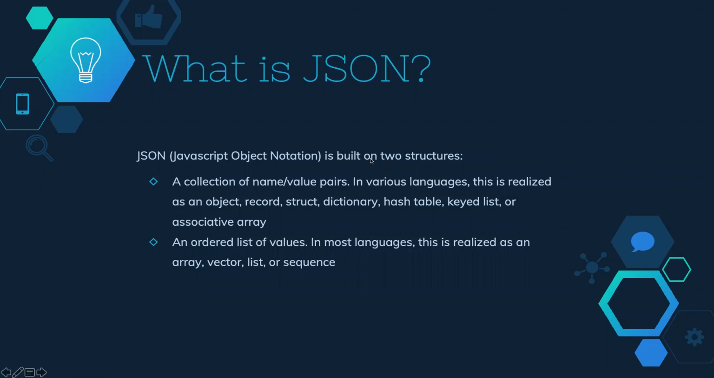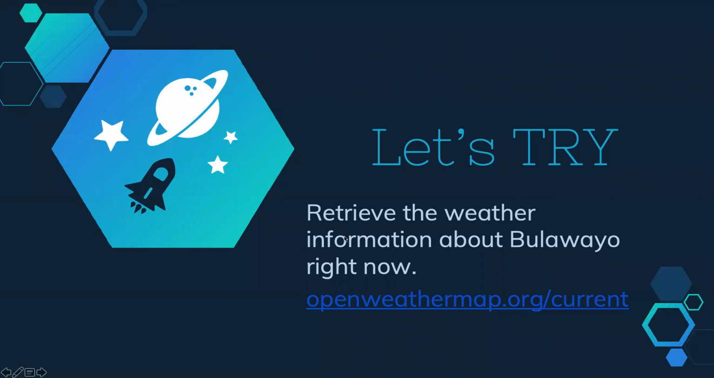So what's JSON? JSON is a collection, like an object, of name-value pairs. You just have curly brackets and then state name this, age is this. Think of it as a dictionary in Python, or a hash table, or an associative array. JSON also has an ordered list of values. I'm using these terms because we want to try and retrieve weather information about Bulawayo. Okay, so if I click on this, all right.